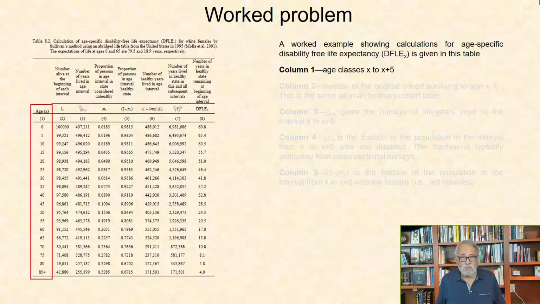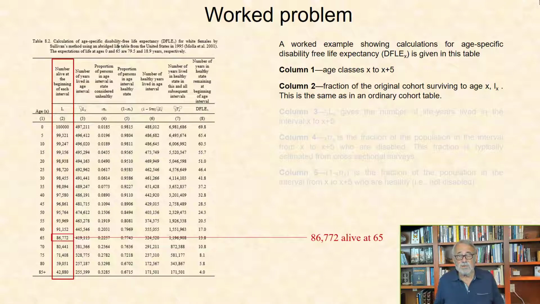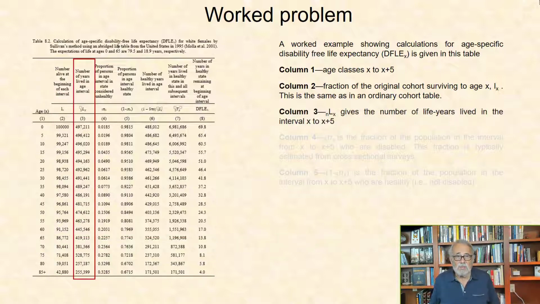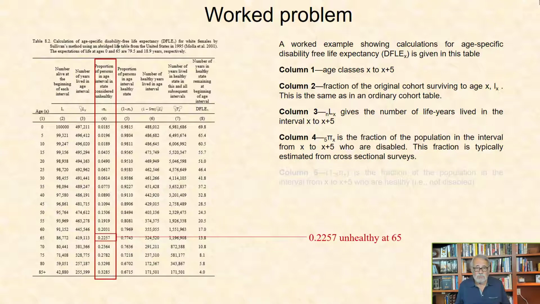We have column 1, which is age classes x to x plus 5. Column 2, the fraction of the original cohort surviving to age x, L_x. This is the same as in the ordinary cohort life table. Column 3, nL_x, gives the number of life years lived in the interval x to x plus 5. Column 4, 5π_x, is the fraction of the population in the interval from x to x plus 5 who are disabled. This fraction is typically estimated from cross-sectional surveys.